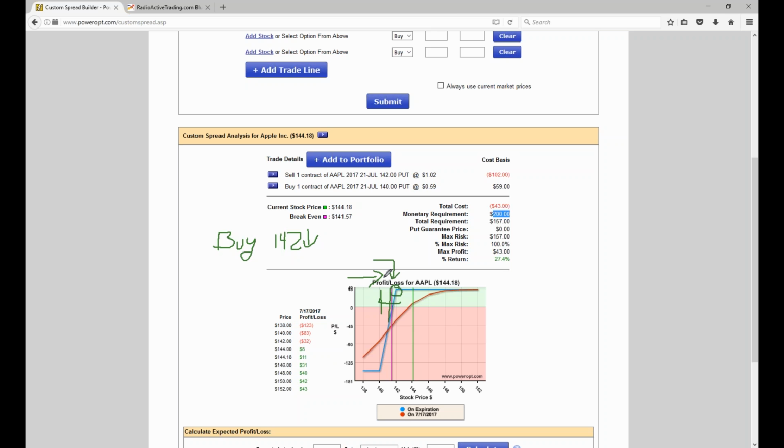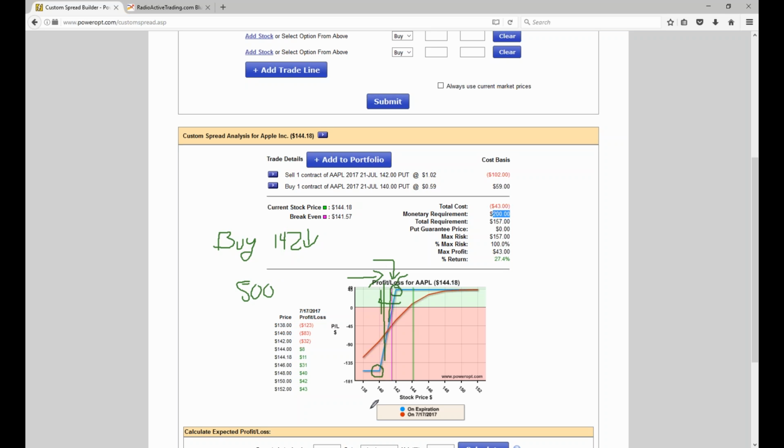If I did 5 contracts and it fell down to 141, and someone decided they were concerned, so they closed out this put or exercised it, the 142 put, they bought it, I sold it. Well, I may end up buying 500 shares of Apple at 141. Now, am I covered with the 140 put? No. Remember what I did when I bought that put.